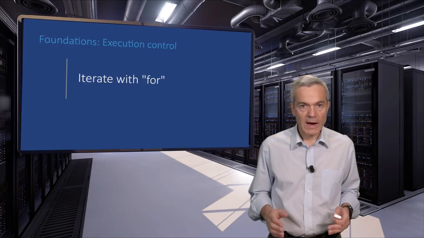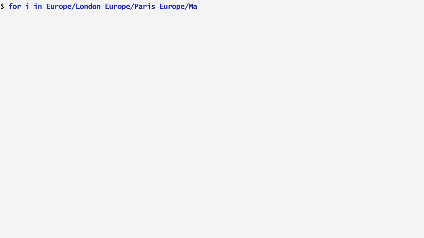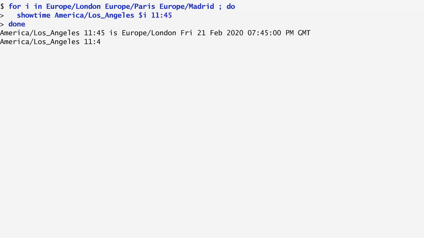The for command allows us to iterate over a set of values. In order to see the time in all three European cities of London, Paris, and Madrid, I place them in a for loop. The syntax starts with the iteration statement: for i in all these three time zones, do. It continues with the commands we specify, which in our case is to show the time, America Los Angeles time, 11:45, in the $i time zone, and concludes with a done.